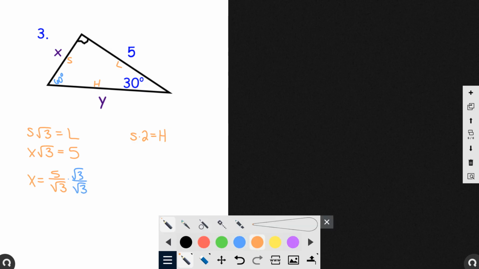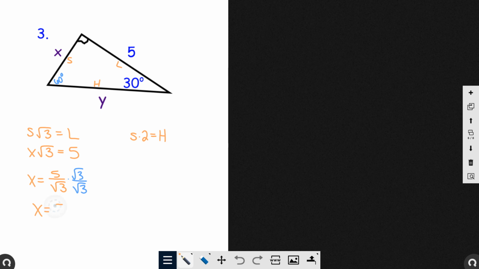There you go. Now this is one where 5 and 3 cannot be divided, so we just have to leave them together. So it's 5 square root of 3 over 3. So whatever is in that square root, if you can divide them, go ahead and divide them. So this is our short leg. This is our X. So I'm going to have to plug that in here and multiply all of that by 2, to get my hypotenuse, which is y.